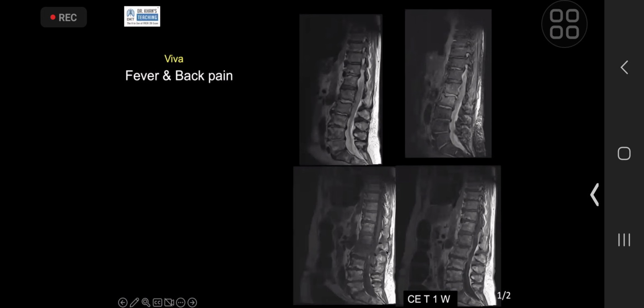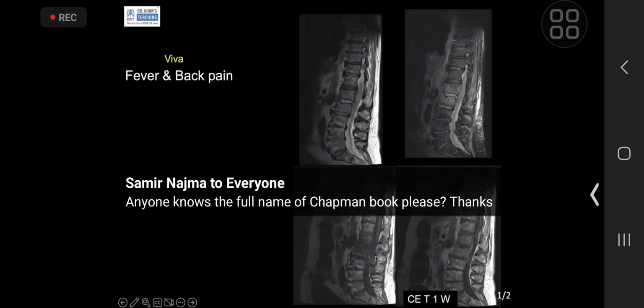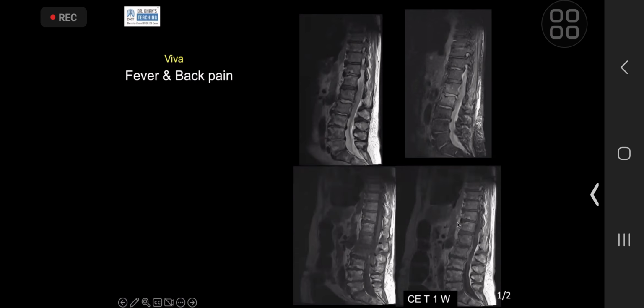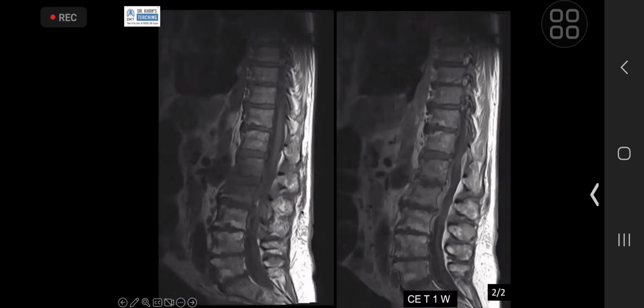If you look carefully, as far as marrow signal is concerned, marrow signal will be high on STIR and low on T1, and the intervertebral disc might have more fluid than usual. But the key thing is this, phlegmon. If you see, this is it, and on post contrast, this is the phlegmon, and it enhances on post contrast.